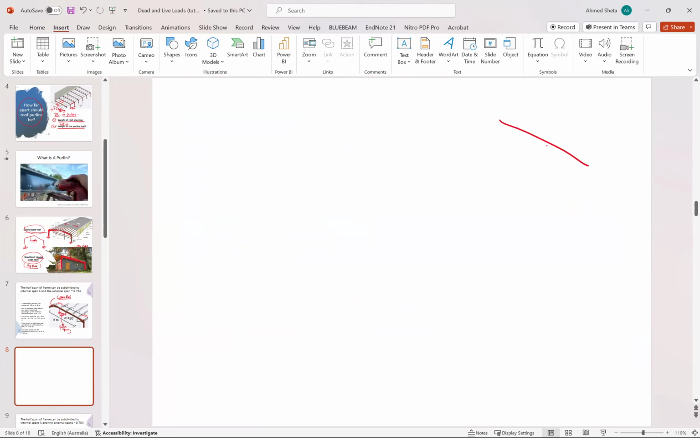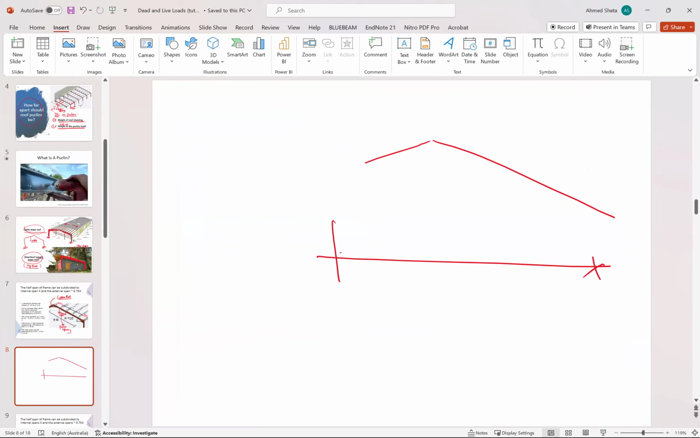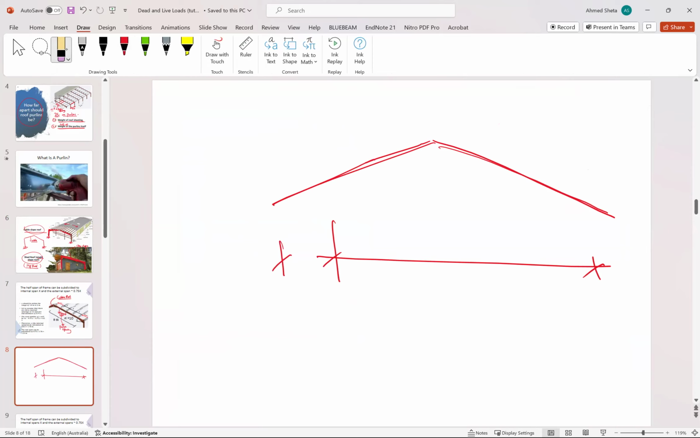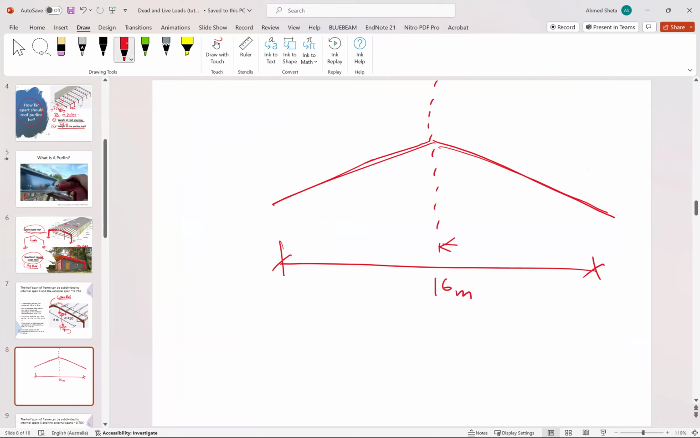So we look at this example. The total span of this frame is 16 meter. This is the total span, but because it is symmetric, we can only study 8 meter of the girder or of the roof.